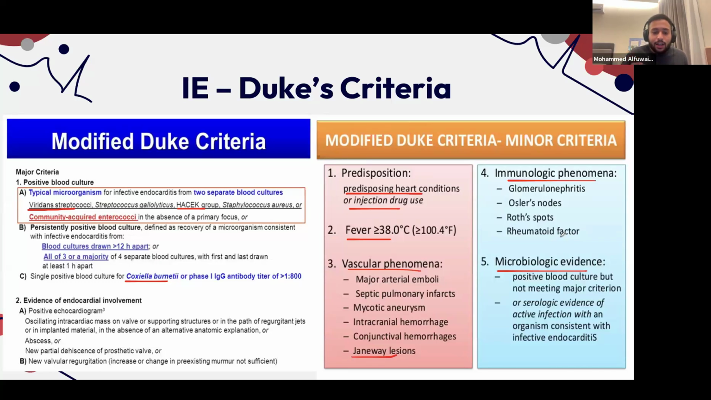You need how many? Okay, I'll just mention. To diagnose them, you need two major, and that's enough. Or one major and three minor, or five minor to diagnose a patient with infective endocarditis. That's basically that.